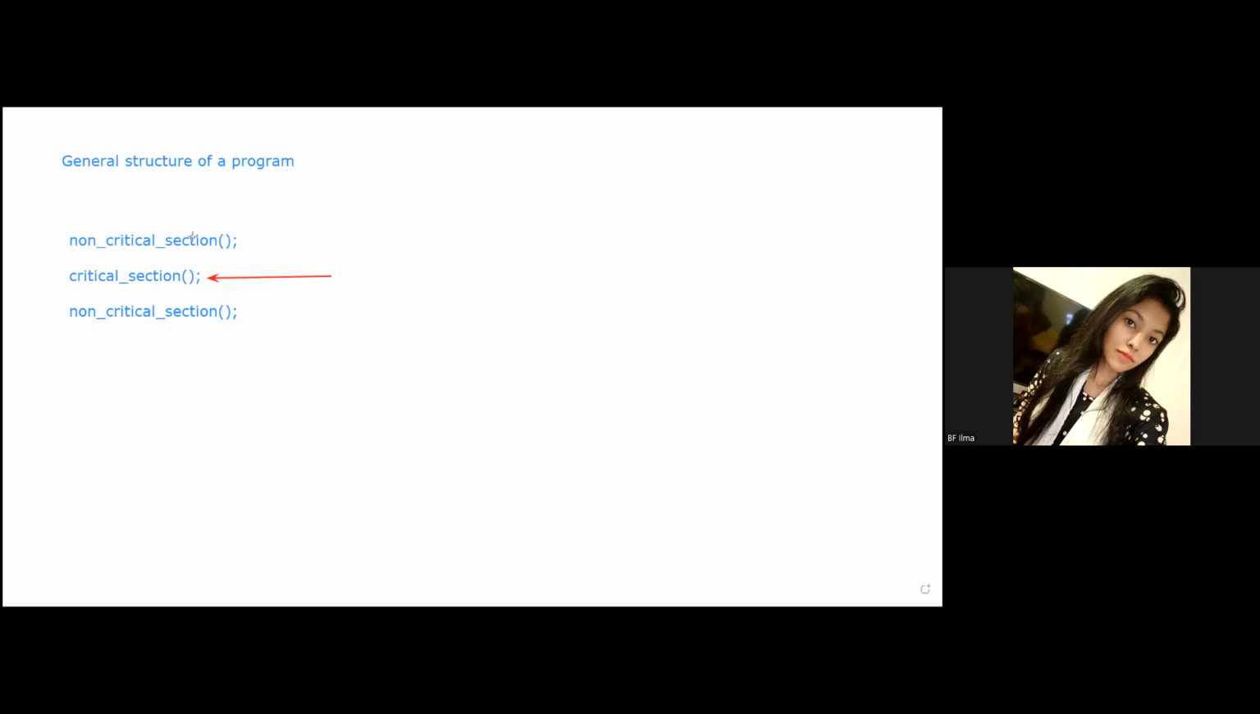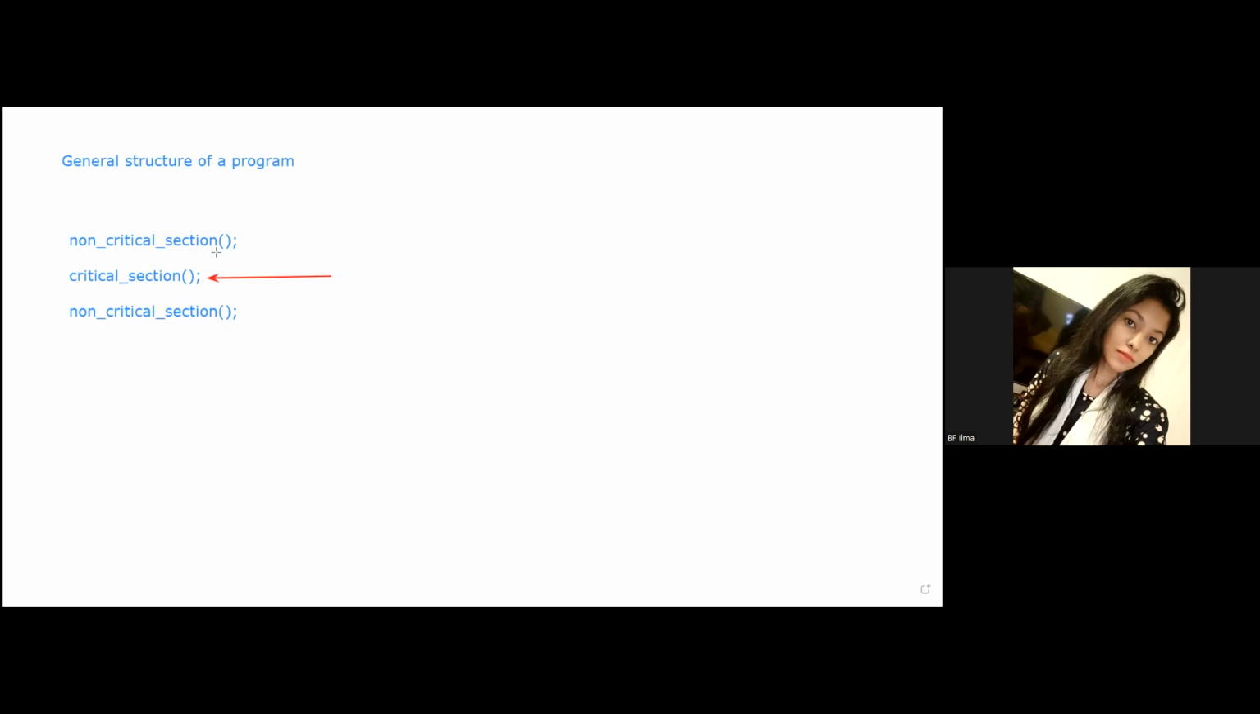So the simplest solution would be to disable interrupts within this region, right? When a process is executing a critical section, we disable interrupts. The disadvantage of that is that it's actually a dangerous thing, because we don't know what kind of a program it may be. It can also be malicious.